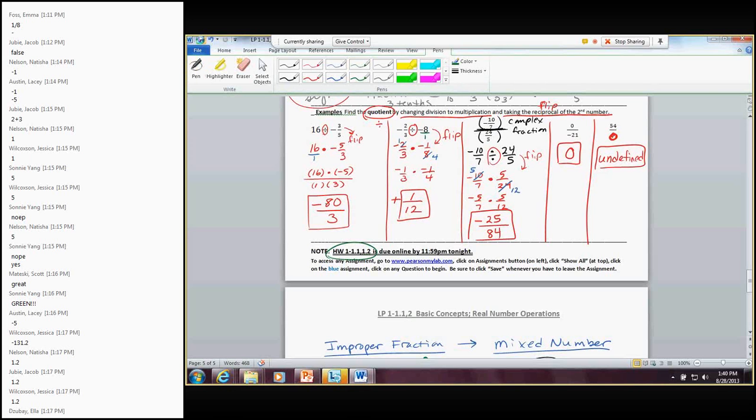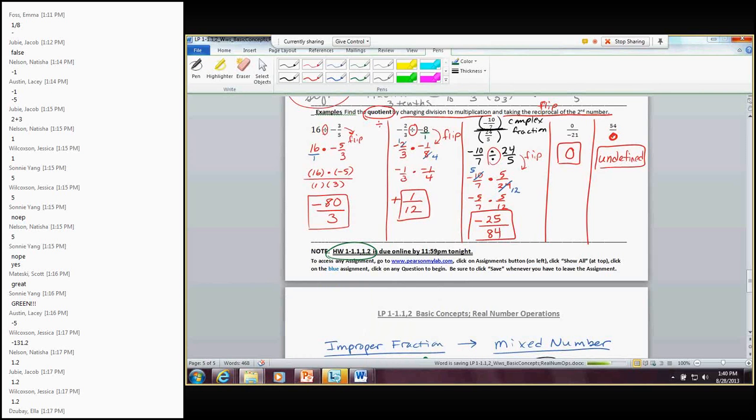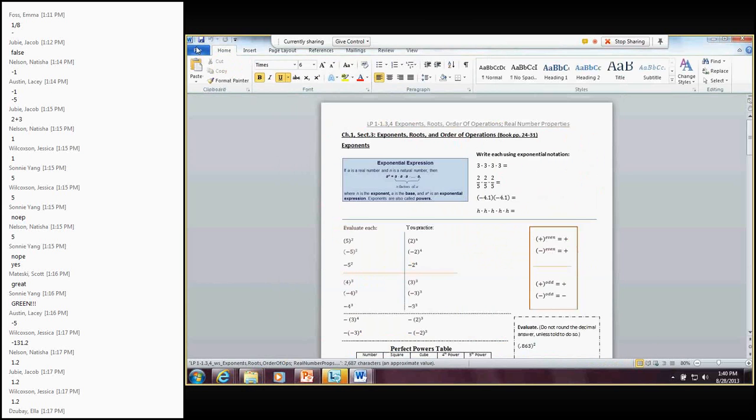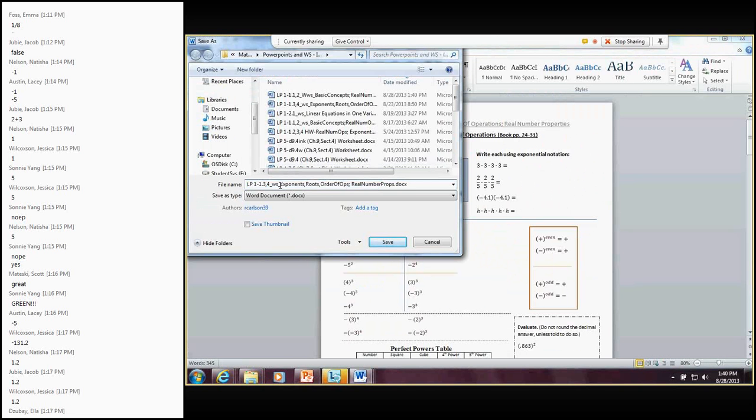Okay, so now we're going to go into worksheet 1.3, 4, and you should have printed that out for today. I mean, you can print out your own notes. I'm going to save it so I know which one's my writing on.